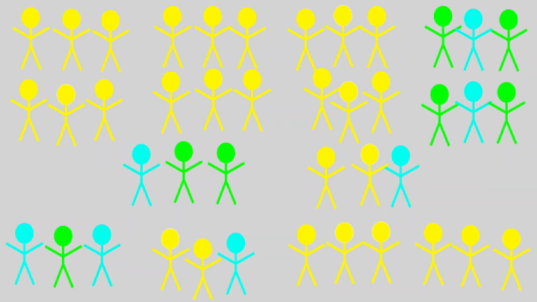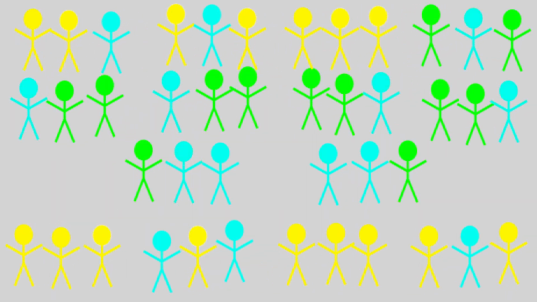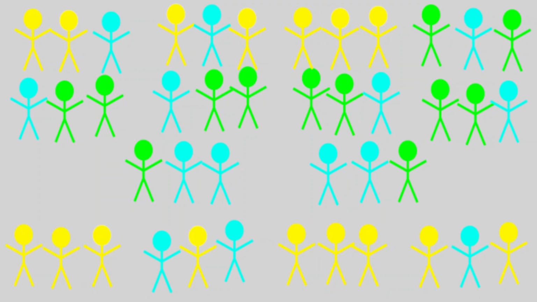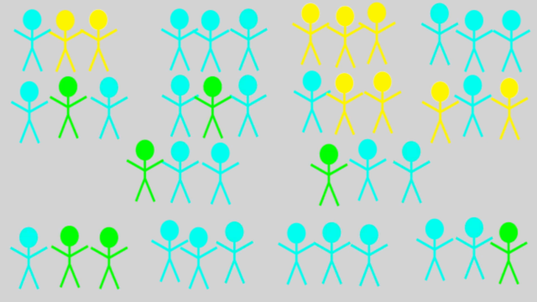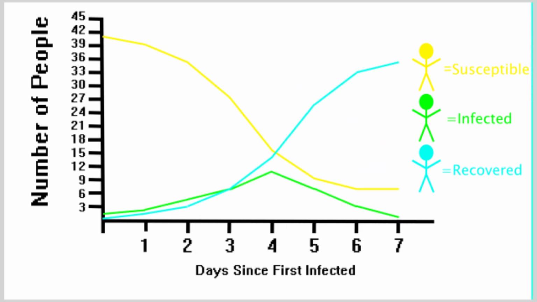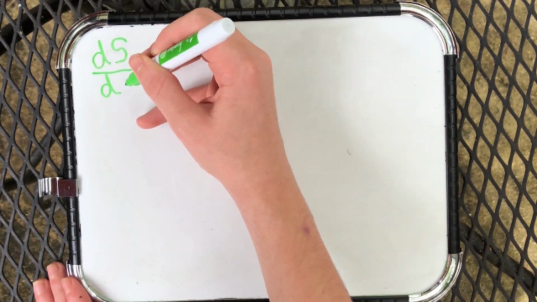After the first few days, we see that the number of susceptible people is decreasing, but the number of infected and recovered people is increasing. Let's see what happens after a few more days. Interesting. It appears that the number of infected people peaked and then declined, and eventually the virus can no longer spread. Now let's do the math.